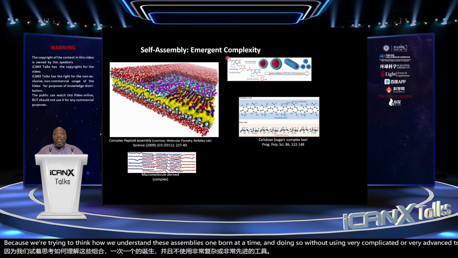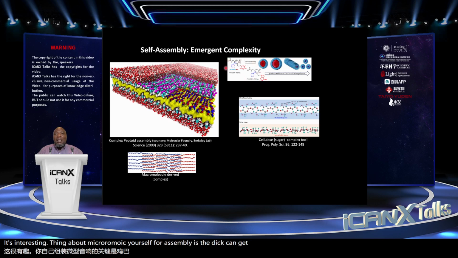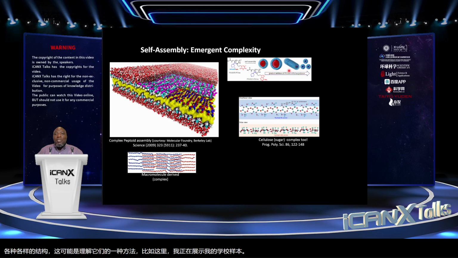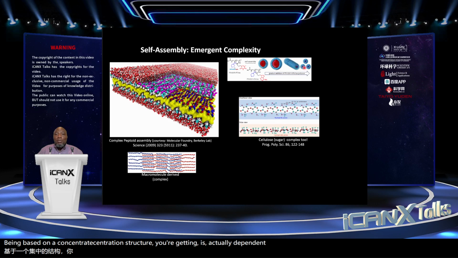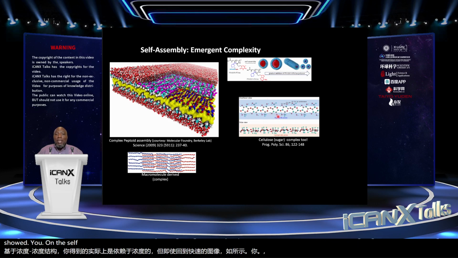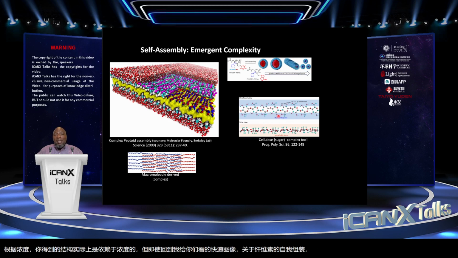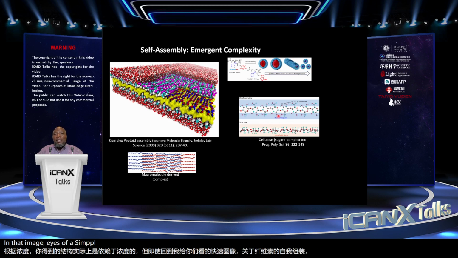The interesting thing about macromolecular self-assembly is that you can get a variety of structures. So this could be one of the ways to understand them. For example, here I'm showing two polymers co-assembling, and the structure you're getting is actually dependent on the concentration. But even going back to the first image I showed you on the self-assembly of cellulose, in that image, I oversimplified what is not so obvious to a lot of people.